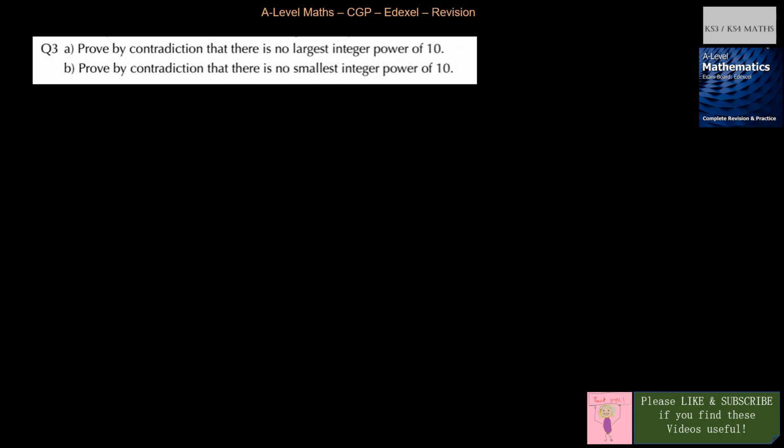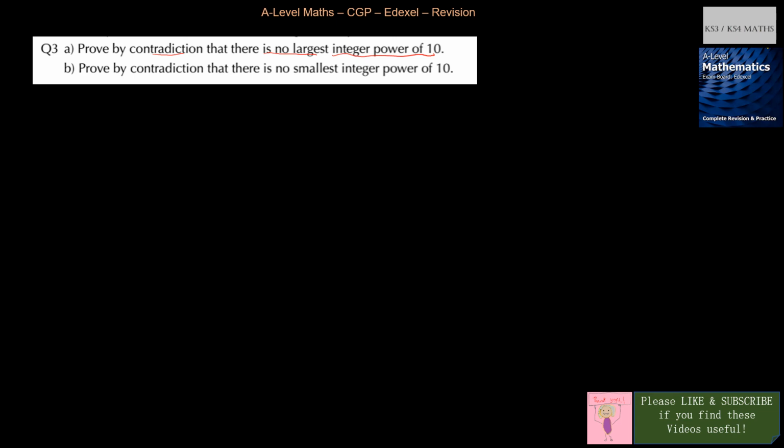The next one is: prove by contradiction that there is no largest integer power of 10. That means you can have an integer n which is equal to 10 to the power n. There is no such largest integer power of 10; n can go up to infinity. That is what we are trying to prove by contradiction.